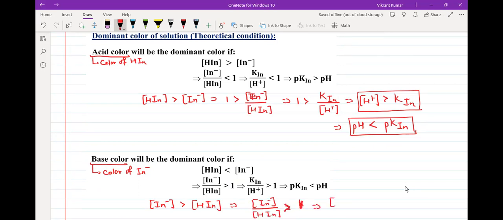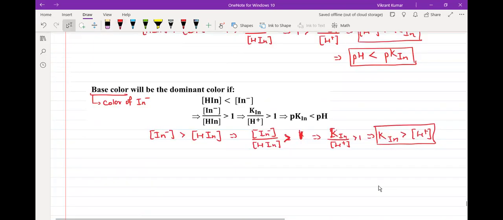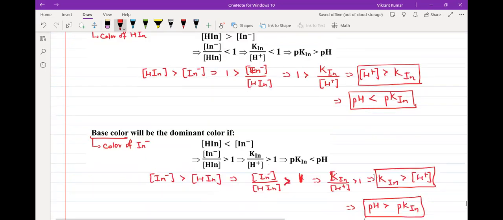That means KIN upon H plus should be greater than 1, which means H plus should be less than KIN. That will give you the condition for base color to be the dominant color. And if you write minus log of it, so direction will again be changed. So now this time we'll say pH greater than pKin पे, we are going to get base color as the dominant. Is it okay? Clear?